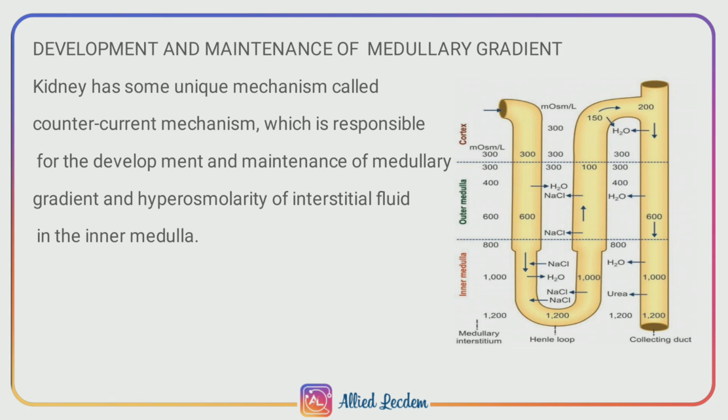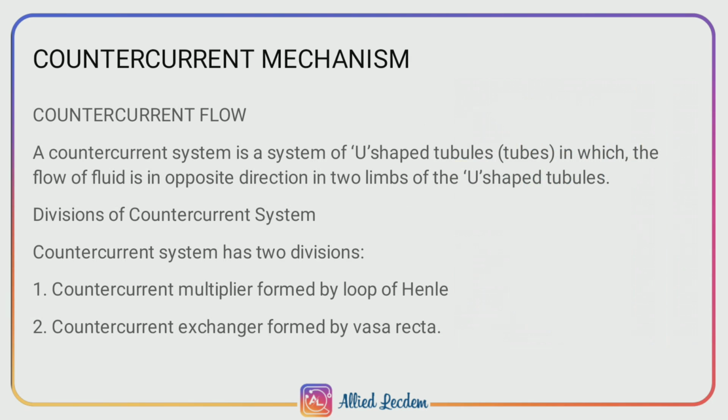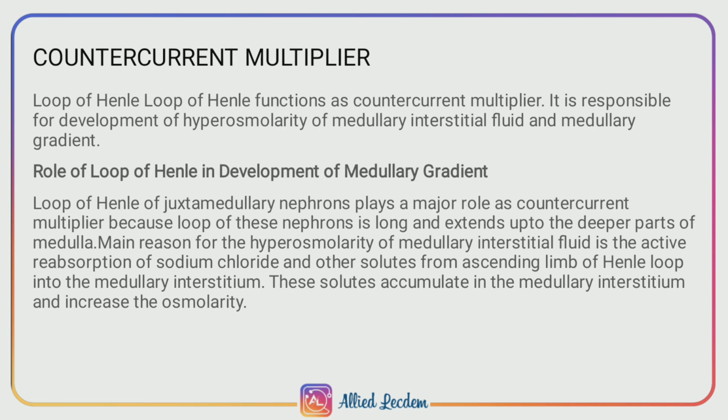The mechanism which is responsible for the development and maintenance of the medullary gradient is the countercurrent mechanism. The countercurrent system is a system of U-shaped tubule in which fluid flows in opposite directions in the two limbs. This mechanism has two divisions: countercurrent multiplier, formed by the loop of Henle, and countercurrent exchanger, formed by the vasa recta. Countercurrent multiplier: the loop of Henle functions as the countercurrent multiplier.